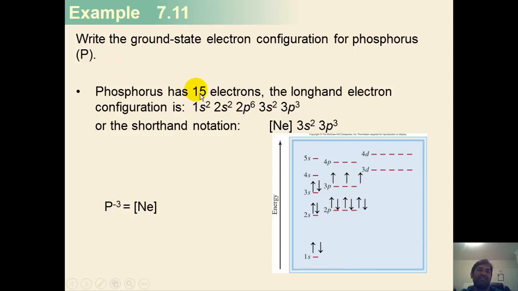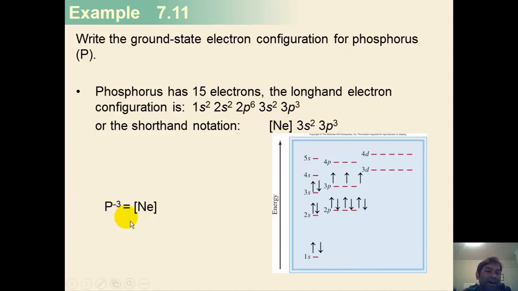Phosphorus has atomic number 15, so 15 electrons along with 15 protons. Neutral phosphorus. So 1, 2, 3, 4, 5, 6, 7, 8, 9, 10, 11, 12, 13, 14, 15. Those are our 15 electrons. And for the electron configuration of phosphorus, 1s2 through 2p6 is actually neon. So phosphorus is neon 3s2, 3p3. We call that the condensed electron configuration.